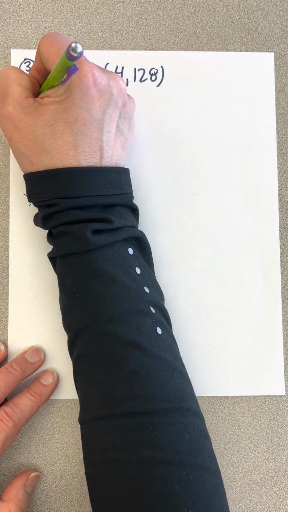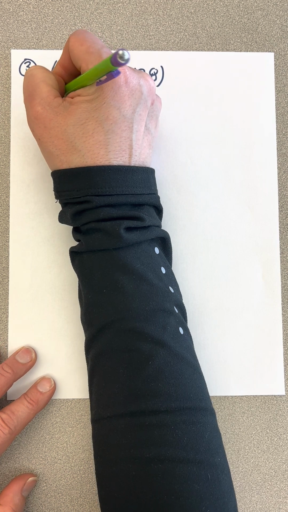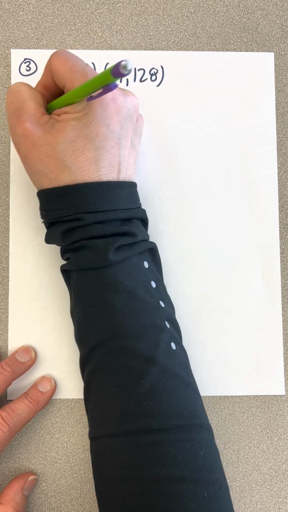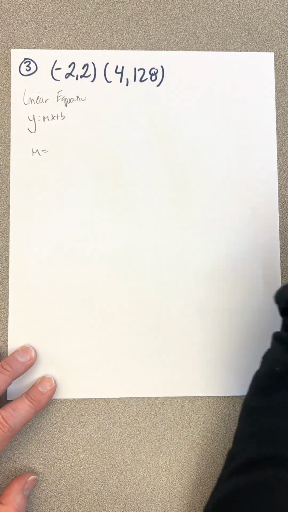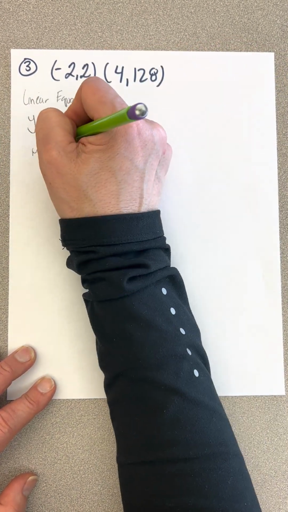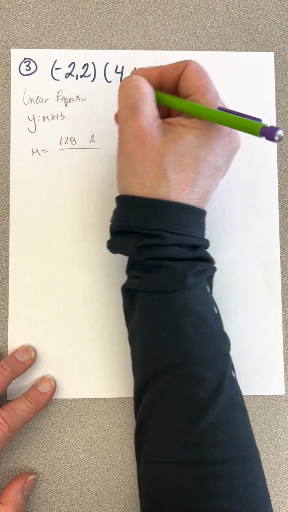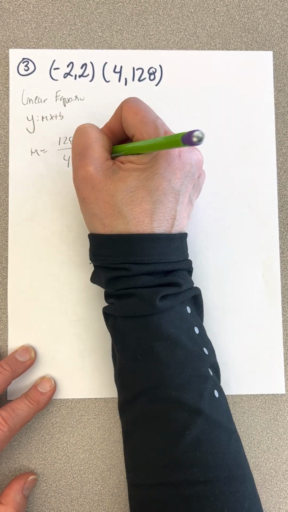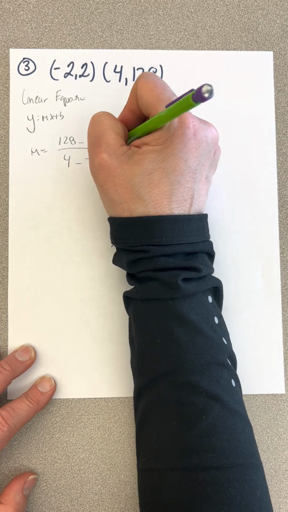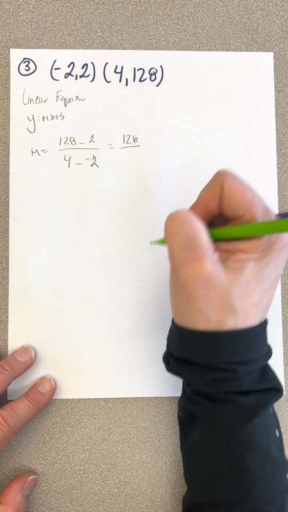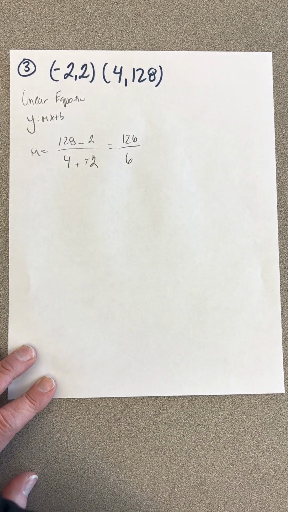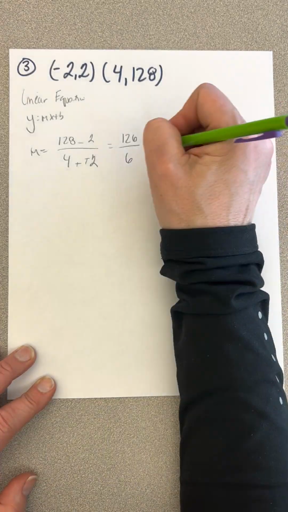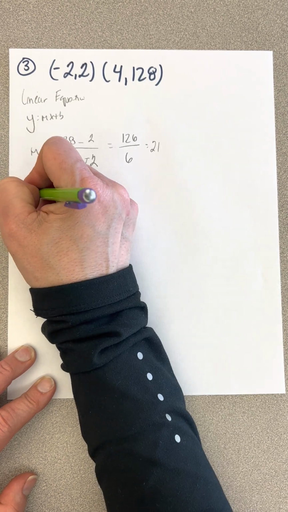Same thing. y equals mx plus b. So let's do our linear here. We're going to have y equals mx plus b. We want to find the m. So again, the m is the difference of the y's, which would be 128 and 2, over the difference of the x's, which would be a 4 and a negative 2. We're going to subtract both of those. This is 126 over plus 6. 126 divided by 6 is 21. So my slope is 21.